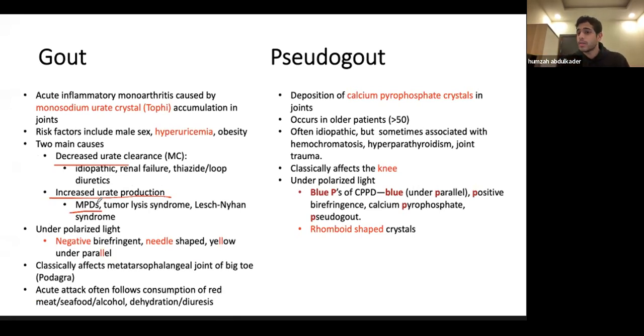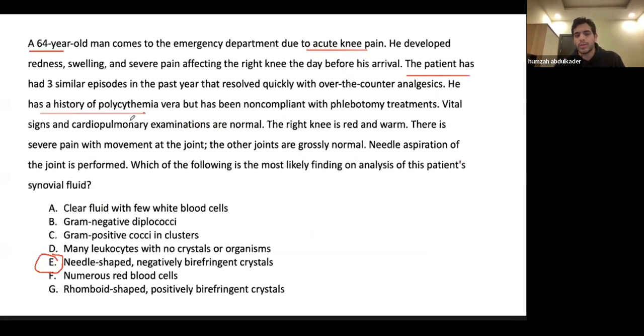Now, just because it's not in the toe doesn't mean that it's not gout, right? So I know that calcium pyrophosphate is seen in pseudogout, right? It's often idiopathic, commonly affects the knee. So just because it's affecting the knee doesn't mean that it has to be pseudogout. Most of the time it will be pseudogout, but you have to look at what are they telling you in the question? What are they giving you?